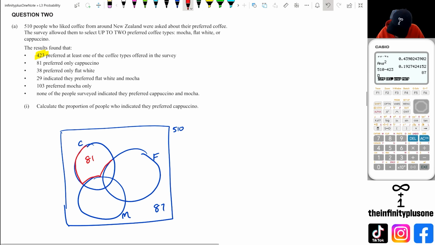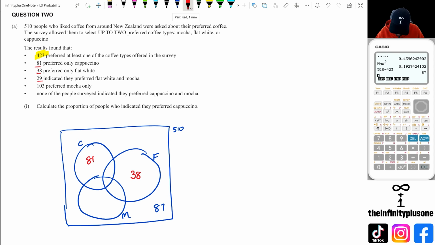I should have done this. Actually, no, let's leave it like that. 81. So that's that one. 38 preferred only flat white. So that's that part there. 29 preferred flat white and mocha.